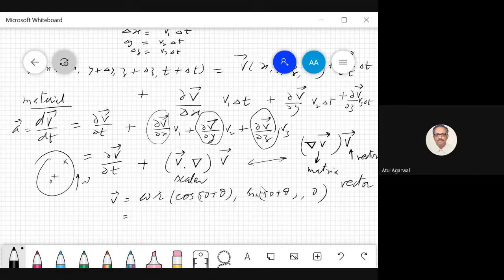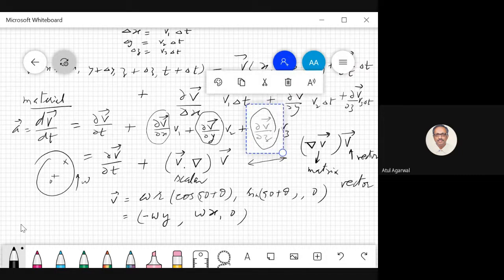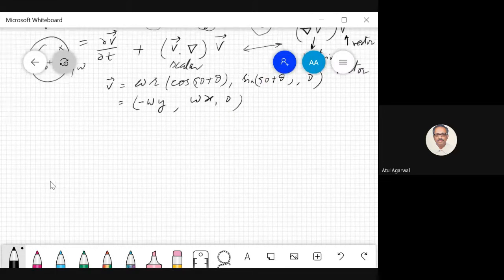So you get minus omega y, omega x, 0. So now you have got your velocity as a spatial field. You put the values of x, y coordinates and you get the velocity. Now we found the acceleration formula as del v by del t plus gradient of v into v.